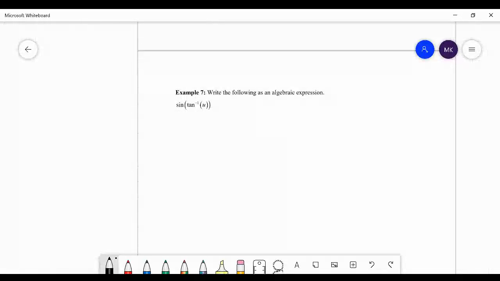So now I want to write the following as an algebraic expression. What does that mean? Well, what we want to do is think about what inverse tangent of u means. So let's just say, okay, inverse tangent of u, or tan inverse of u, equals theta. Okay? So that's not jumping to any conclusions. That's just saying that the inverse tangent is going to give us an angle.